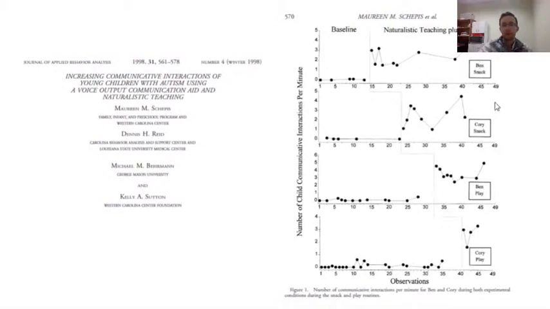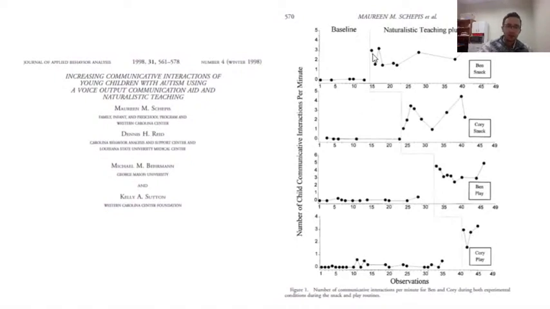There are 2 participants, Ben and Corey, and the dependent variable is the experimenters were measuring communicative interactions per minute for each of these individuals during a snack time. You can see that they collected data on the dependent variable for both participants during baseline, and the sessions for which there isn't a data point are sessions where they ran a baseline session, but they just didn't collect the data.